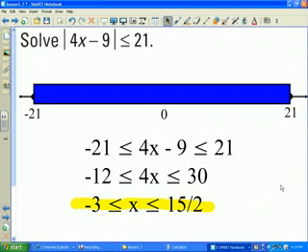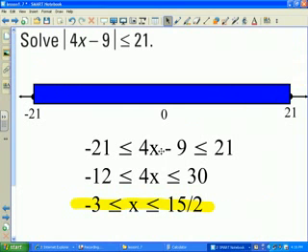So for example, when I say the absolute value of 4x minus 9 is less than or equal to 21, that means I could start at 0, less than or equal to 21 units away from 0 on the number line, go 21 units to the right, start at 0, go 21 units to the left. All these shaded values are less than or equal to 21 units away from 0 on the number line.